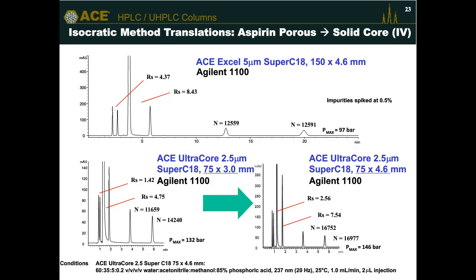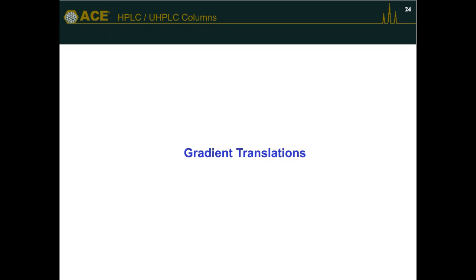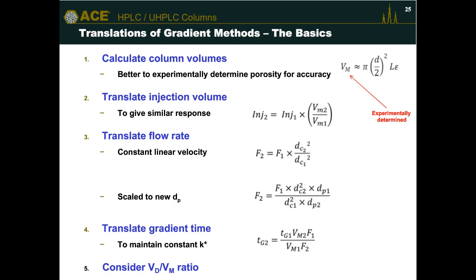Okay, so the second part of this talk is on gradient. And everything that we've been through is still relevant for a gradient method. So we still need to know the column volume, we still need to scale the injection volume, and we need to scale the flow rate.